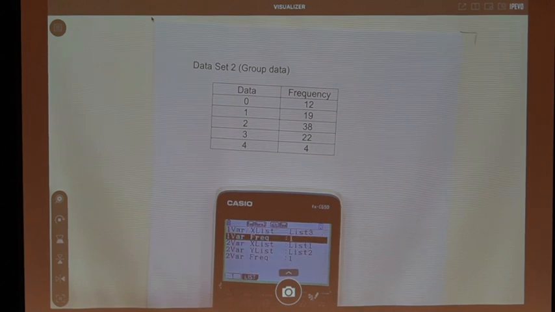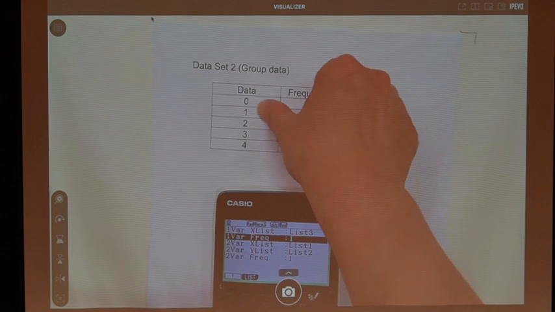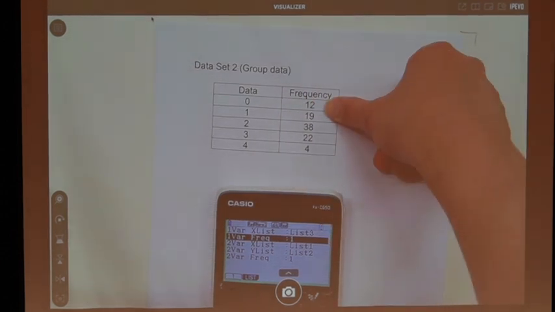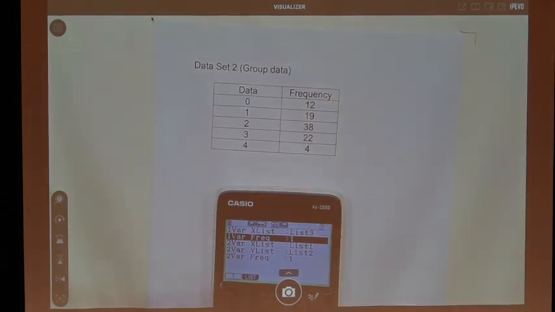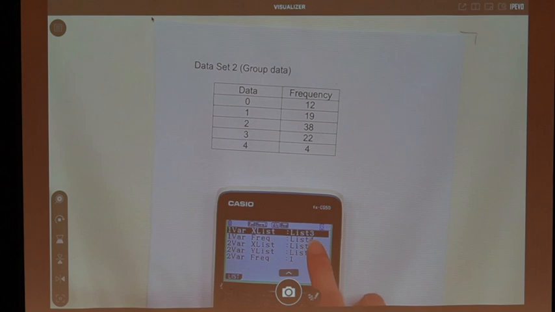And the frequency is not 1 anymore. I do not have only one 0, I have 12 zeros. So the frequency list is list 4. Alright, list 3, list 4. List 3, list 4 is the data. No one forced you to be stuck at only one list. You can save the data for other work.